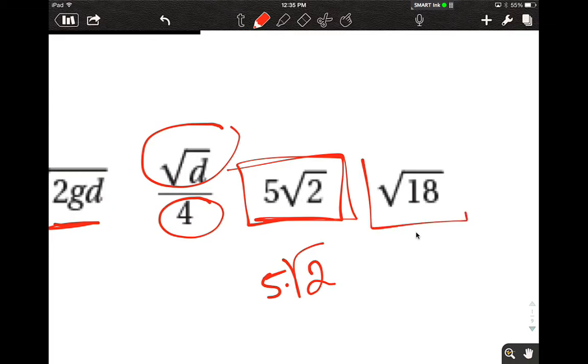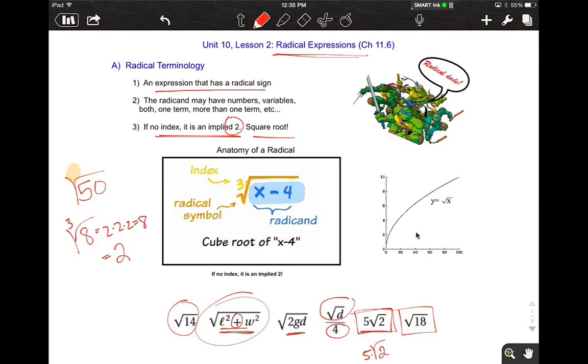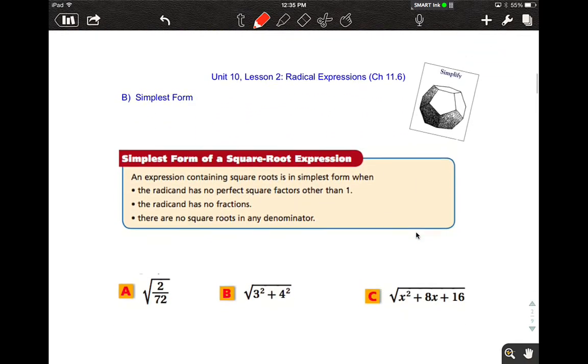And this one is the square root of 18. So there's some basic, what do these things look like? Hopefully you're feeling good with that. Let's move on. All right, what does it mean?